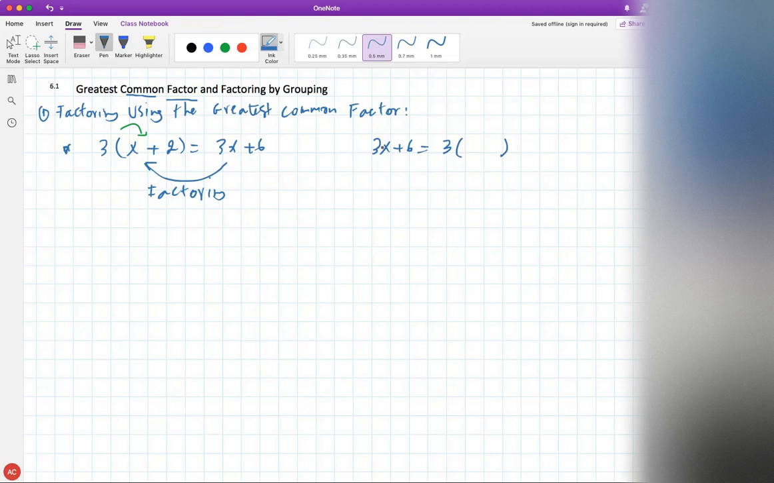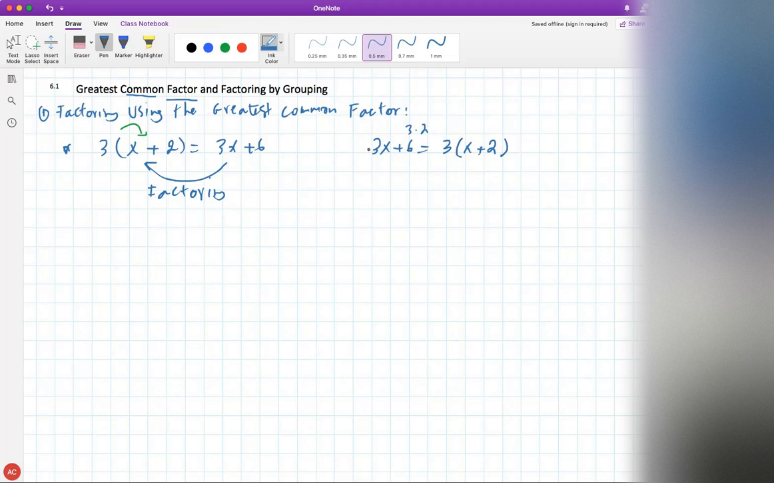So if you remove 3 from here, we'll have X left. And this one, we remove 3 from here, we move it to the front. 6 is basically 3 times 2. So if you move 3 to the front, we'll be left with 2. So that's basically what we do to factor. As you can see, we went back to the original expression. So we went back to this one. So we call that factoring.